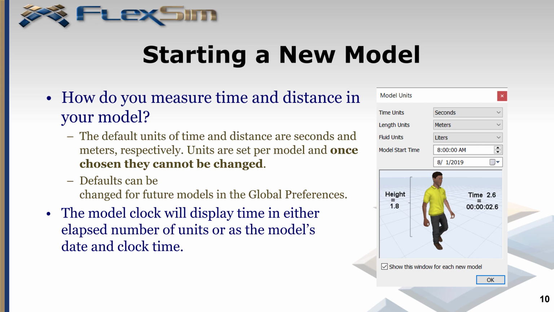Units are set per model, and once they are chosen, they cannot be changed for that model. The defaults for future models are defined in global preferences if you want some defaults other than seconds or meters. The model clock during a simulation will display in either elapsed number of units or as the model's date and clock time.